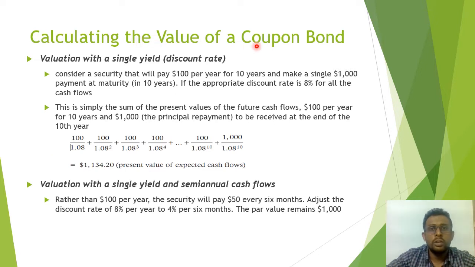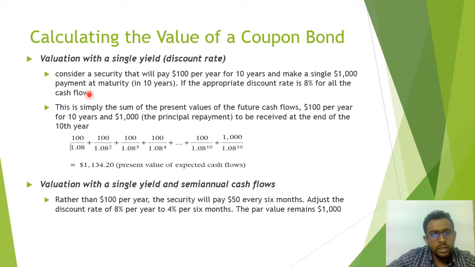Calculating the value of a coupon bond. Valuation with single yield. So consider a security that will pay 100 rupees per year for 10 years and make a single $1,000 payment at maturity in 10 years. The appropriate discount rate is 8% for all the cash flows. Find out the value of the bond.